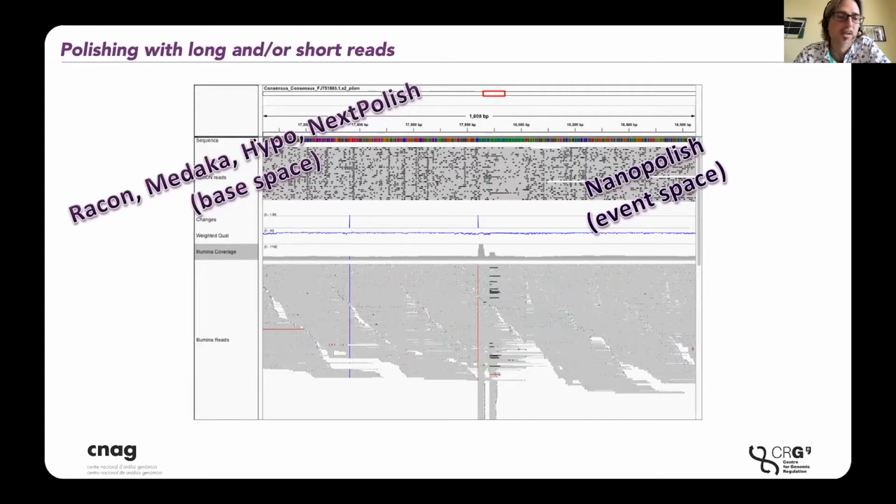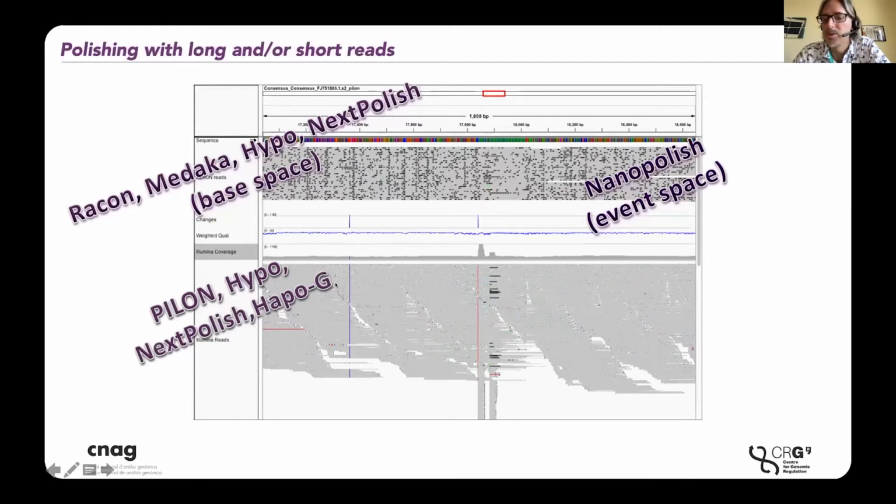and we're getting just as good, better results with these other methods. And if we have short reads, we still find them useful to boost the quality of the sequence even more. We have been using Pilon, but like I said, there are some new polishers like Hypo and NextPolish which use both, and we're getting good results with those. There's also HapoG, which does haplotype-aware polishing, and so we're experimenting with that as well.